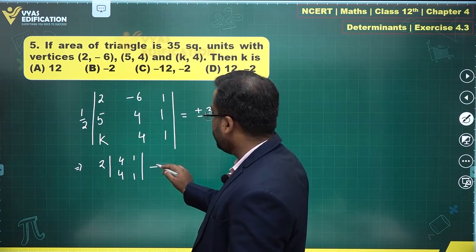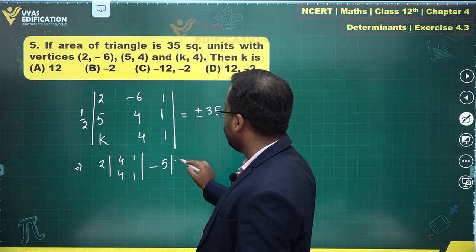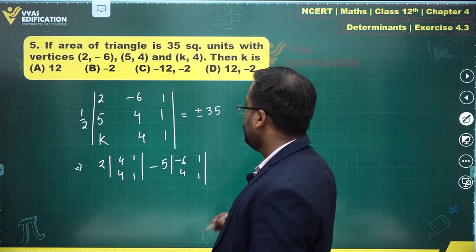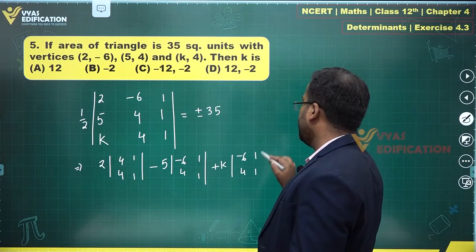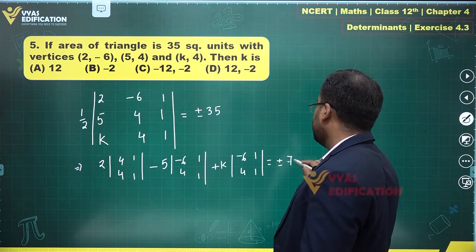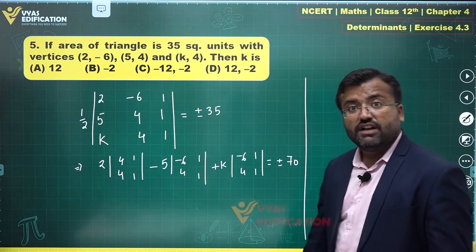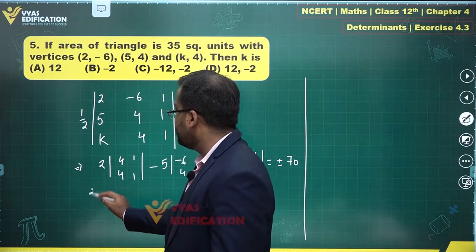But let's see, since we are beginning in this direction, minus 5 times what you get is the determinant minus 6, 4, 1, 1. Then you have plus k times minus 6, 4, 1, 1 is equal to plus or minus 70. This is what I am getting, right? Please note this carefully.